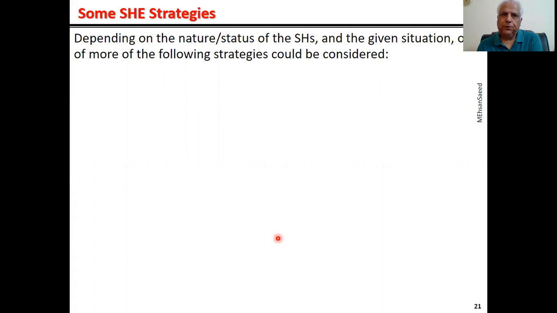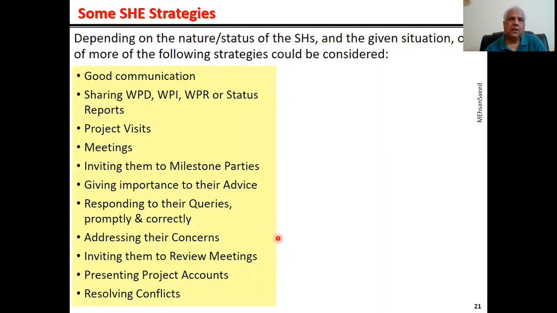Here are some of the things. Good communication with them, very obvious. Sharing WPD, WPI, WPR, status reports with them. Keep telling them what's happening. Is the project late? Is the project early? Is it over budget, under budget? Invite them to visit the project. Conduct the visit yourself so that they feel a part of the project.